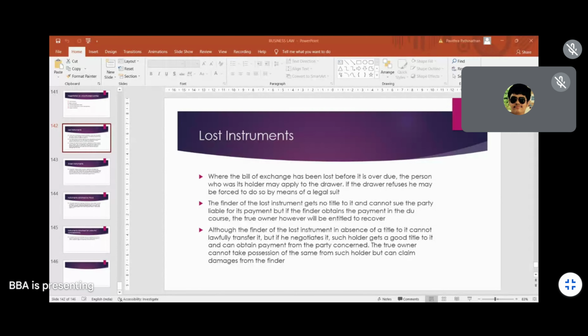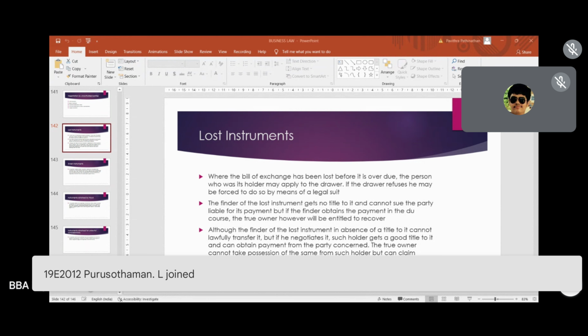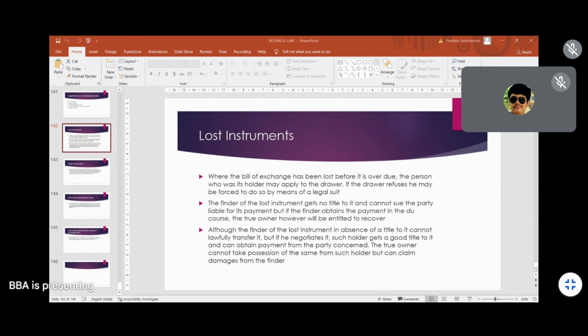Let's say that a bill of exchange has been lost before it reaches its maturity. So there is a maturity date and a bill of exchange has been lost. The person who was its owner may apply to the drawer. There is going to be a drawer of the bill of exchange, and the drawer will transfer the bill of exchange to another person, right? So if a person has lost the bill of exchange, the person may apply to the drawer for another or a copy of the bill of exchange. And if the drawer refuses to produce a copy, he may be forced to do so by legal means.